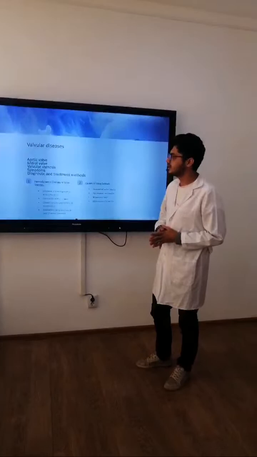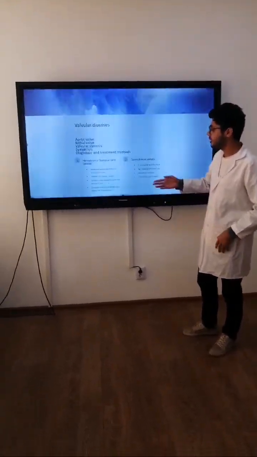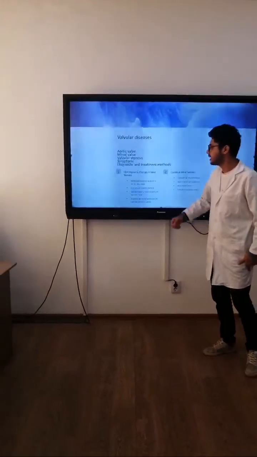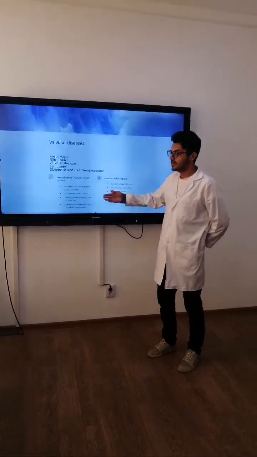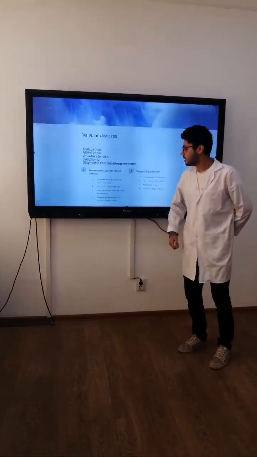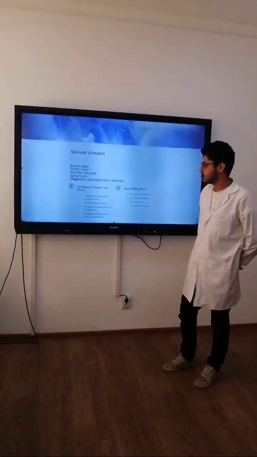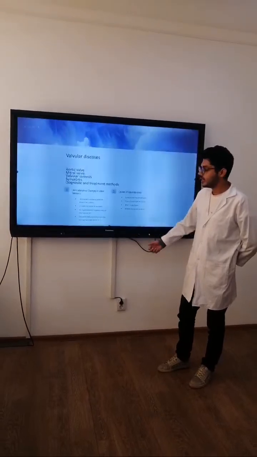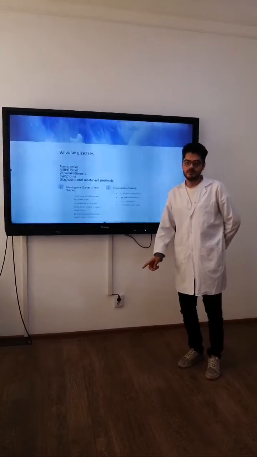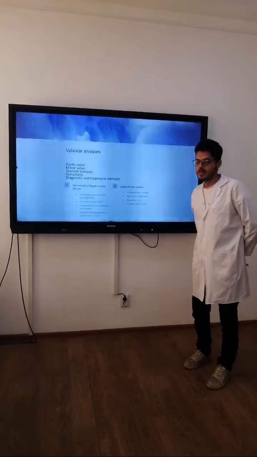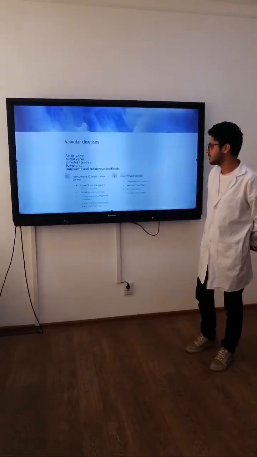So valvular disease, as I explained about the aortic and mitral valves, causes several changes in the hemodynamics of the valve. For example, when there is stenosis, the blood pressure increases and the cardiac output decreases. It also causes hypertrophy in the left ventricle of the heart if the stenosis occurs in the aortic valve, and it also elevates the arterial pressure.